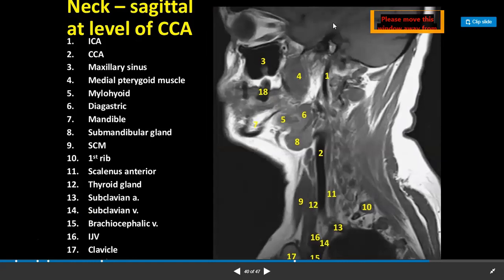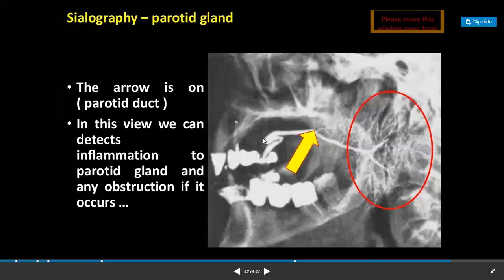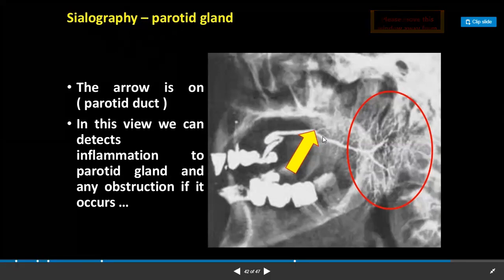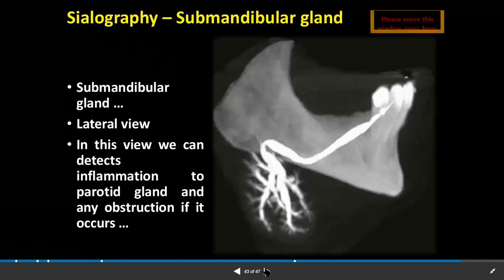So you remember me telling, when I was doing the parotid and submandibular regions, there is a technique called sialography, where we can visualize the ducts of the salivary gland. So the arrow is on the parotid duct. We can detect if there is any stone formation because of the condensation of the saliva. If saliva is becoming concentrated, it can cause stones and it can obstruct the ducts. Okay, the Stensen's duct, and in the submandibular gland, Wharton's duct, different ducts may be blocked because of the formation of stones.